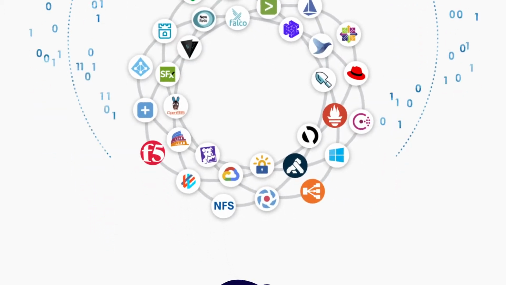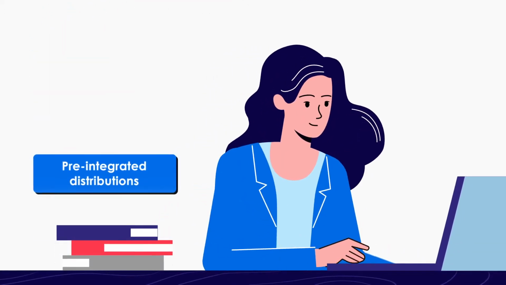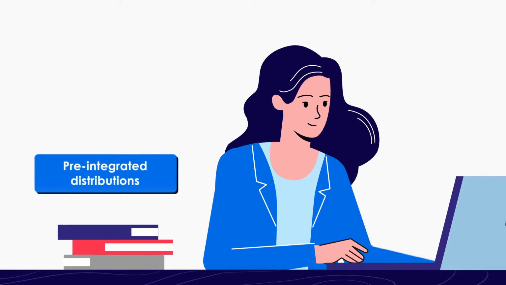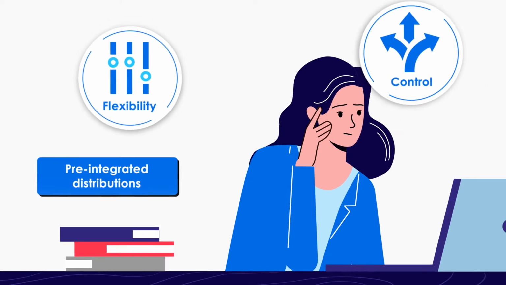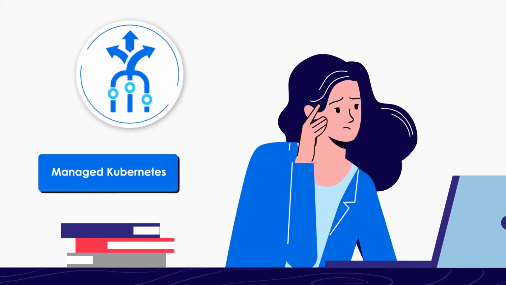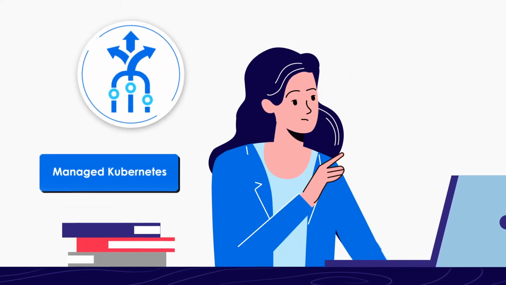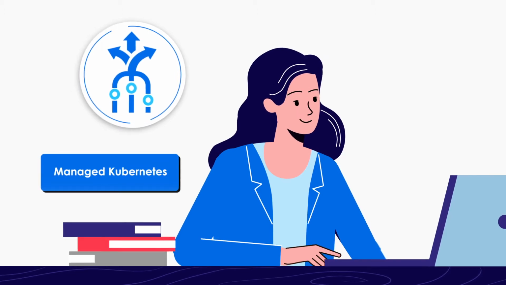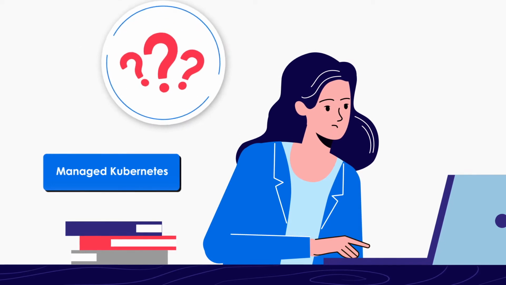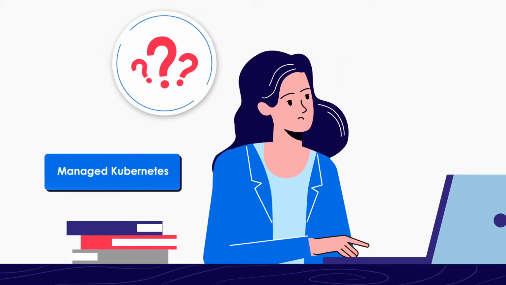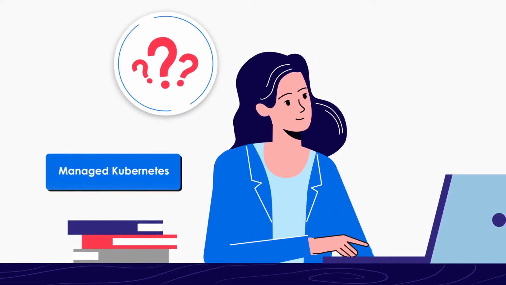be production grade. Pre-integrated distributions would combine the pieces for Alice, but at the expense of flexibility and control over her environment. Managed Kubernetes solutions solve day 2 maintenance problems for Alice, but also at the expense of flexibility and control. How can Alice benefit from a managed Kubernetes experience, but still maintain control over her infrastructure integrations?